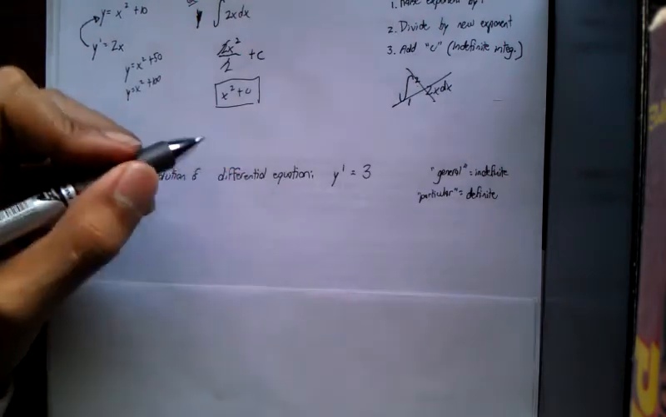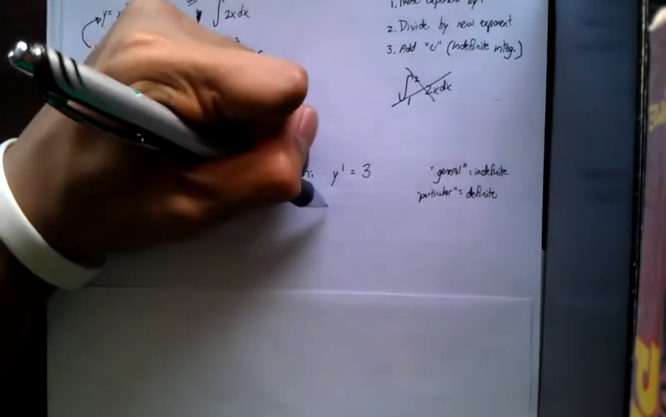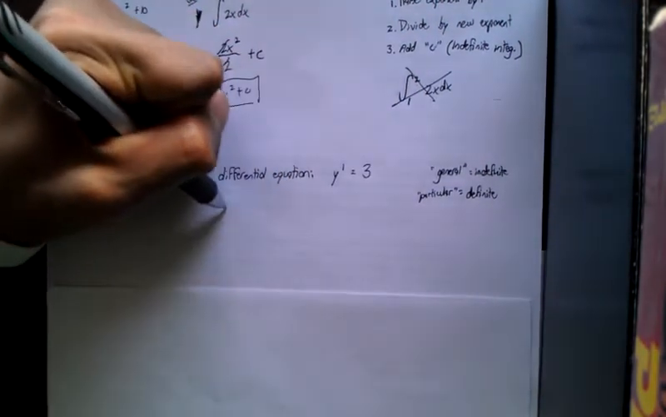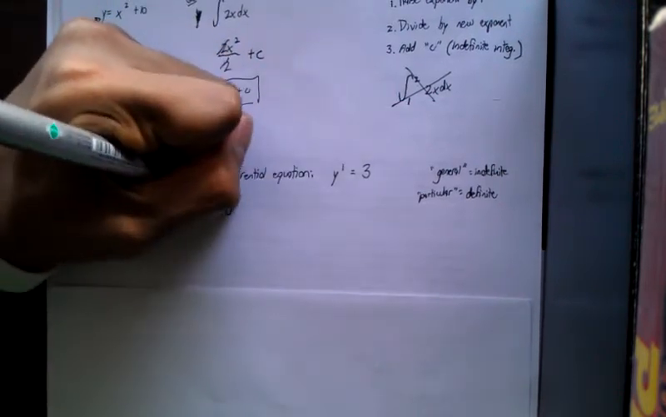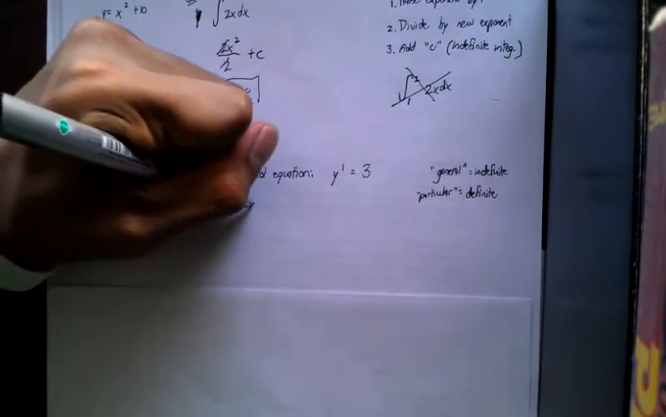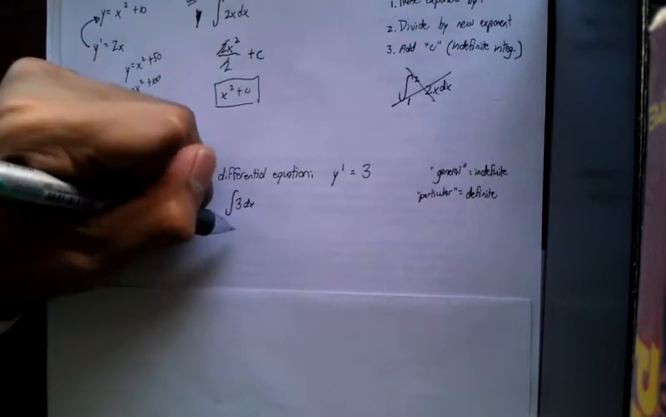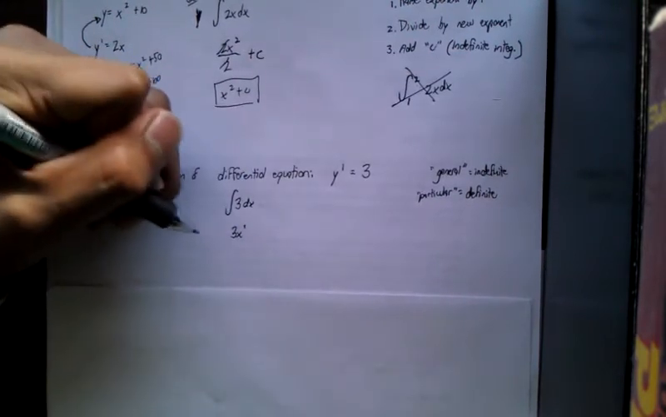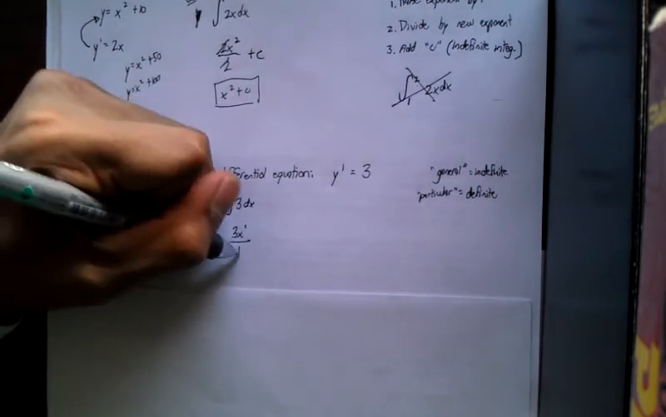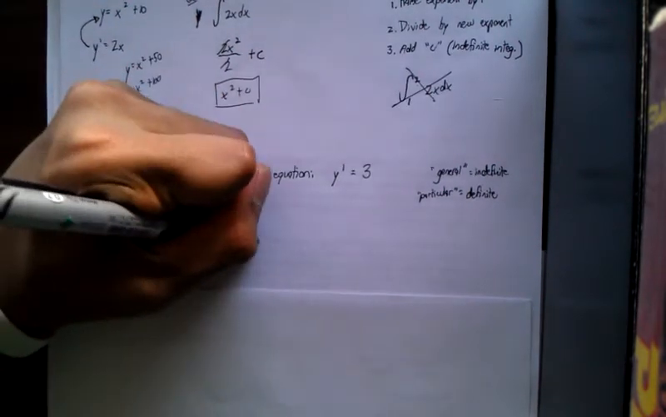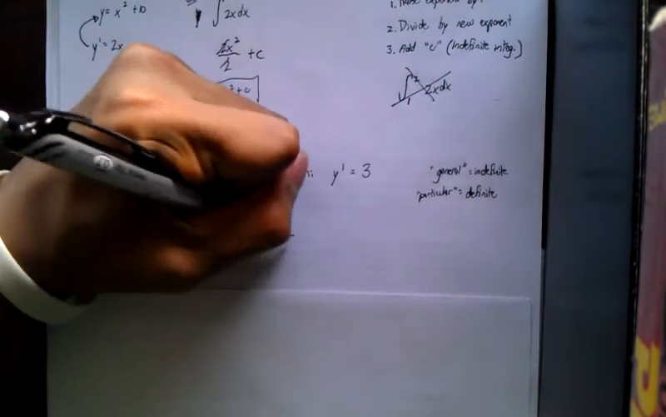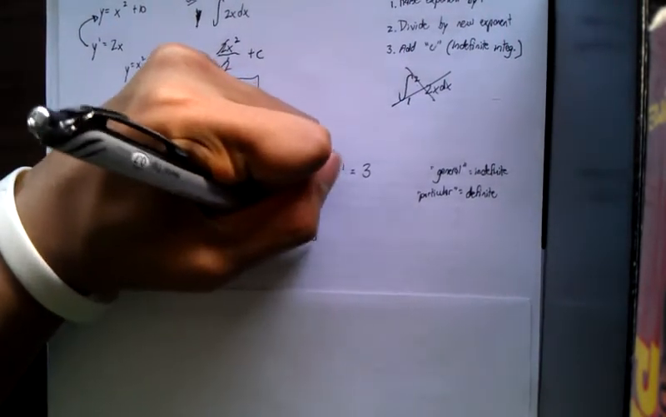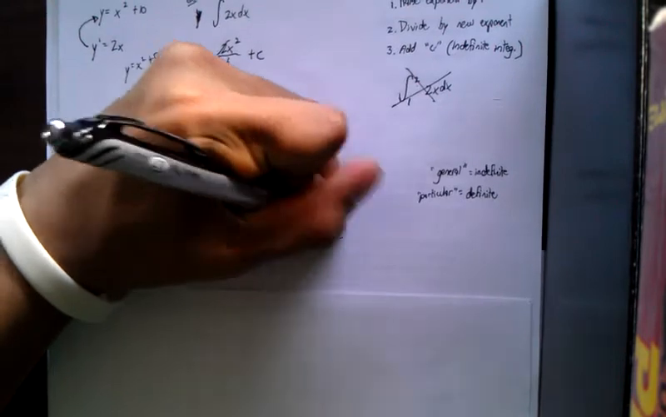Okay, so y prime equals 3. First thing, we'll just rewrite it to 3 dx. First thing, raise the exponent by 1. So 3x, we'll just say to the first. Divide by the new exponent, which is 1, and add c. Do some simplifying, and you get 3x plus c.